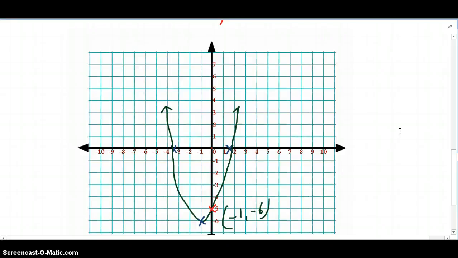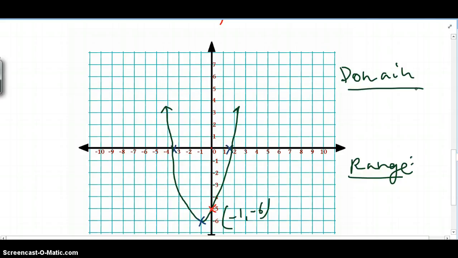So just continuing from the previous video because it did get cut off. One thing I forgot to mention was the domain and the range. So the domain is pretty much the restrictions that you have, or what are the bounds from the left-hand side to the right-hand side.